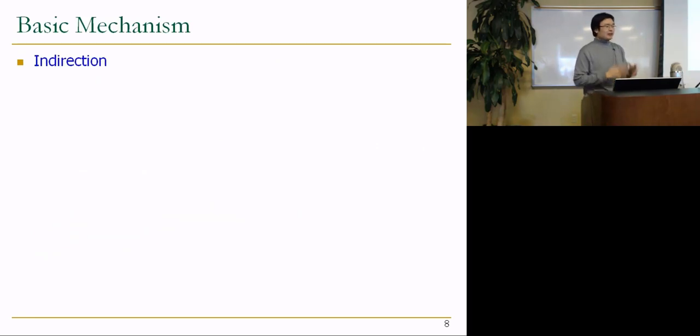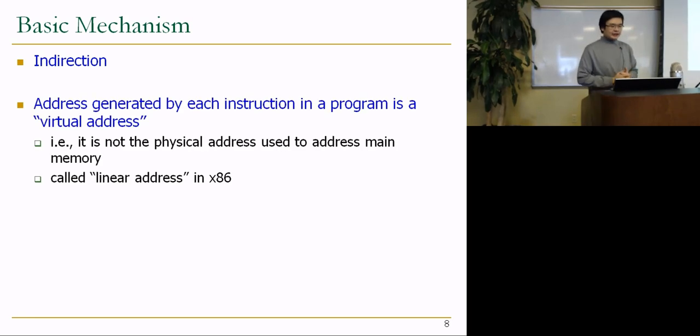So the basic mechanism of virtual memory is to provide some indirection. What it means by indirection is that addresses generated by each program, or each instruction in the program, are called virtual addresses. This virtual address is not really the address that you would use to actually access the data in your memory. And this virtual address is linear from the programmer's point of view. So you can go through the virtual address space in a linear manner. There's no segmentation within the virtual address space.